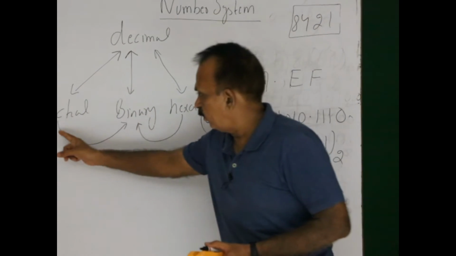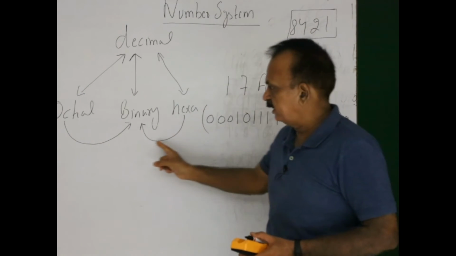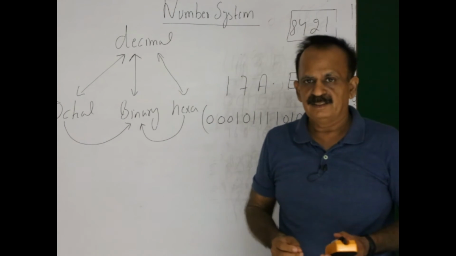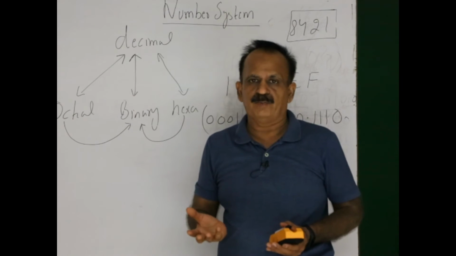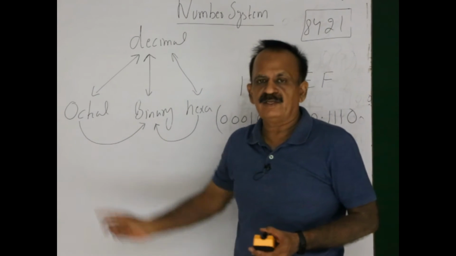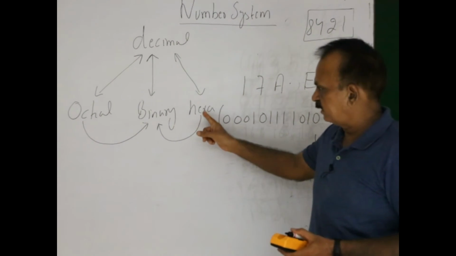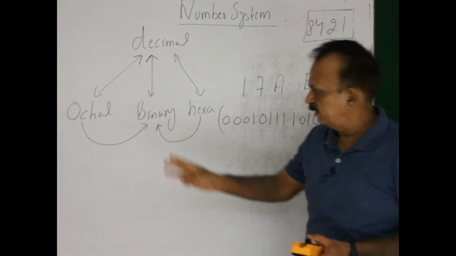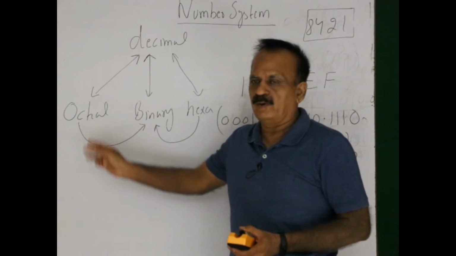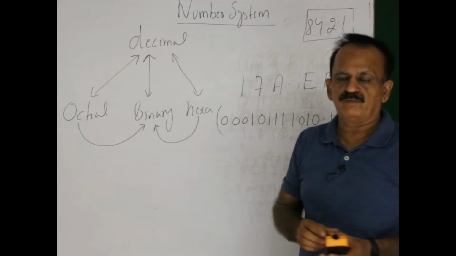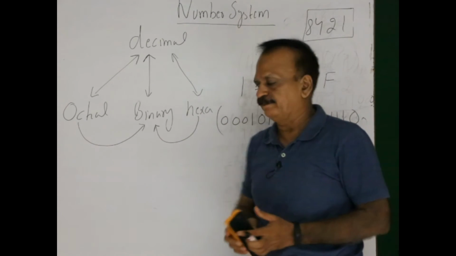So the conversion from octal to binary and from hexadecimal to binary needs conversion of each individual digit to binary. In this case a 3-bit binary equivalent, and in this case a 4-bit binary equivalent. Here the code will be 421, and in this case the code will be 8421.